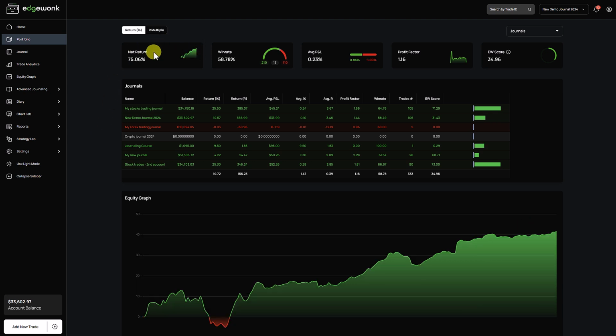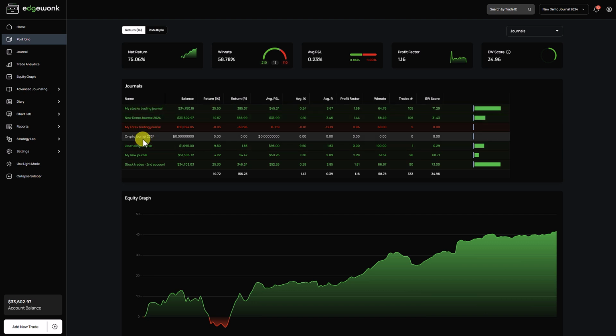At the top you have our 5 statistic widgets, which show you your accumulated data for net return, win rate, the average P&L, the profit factor and our Edgewonk score across all your journals. Below you have a table with all your created trading journals in your Edgewonk account.